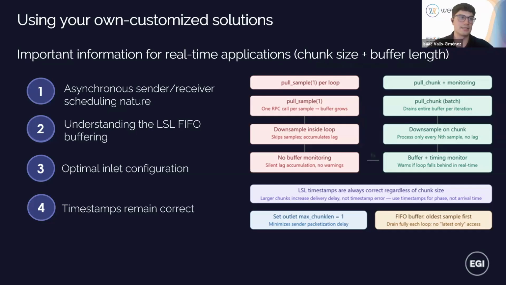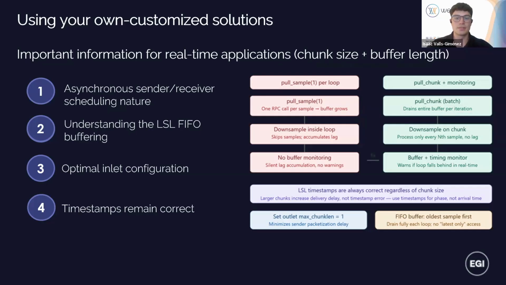Related to that is understanding that LSL works with a FIFO buffer. LSL buffers data on a first in, first out basis, so you always get the oldest available samples first, and there's no way to directly request the most recent one. This is why it's important to set the chunk length and buffer, and this is where you apply these changes in the inlet configuration.